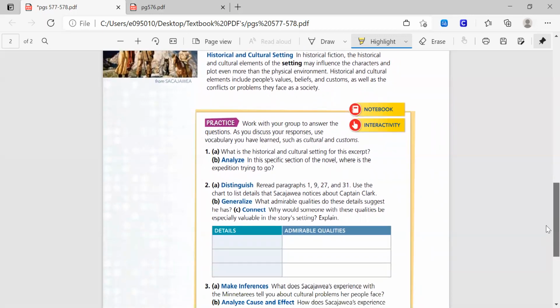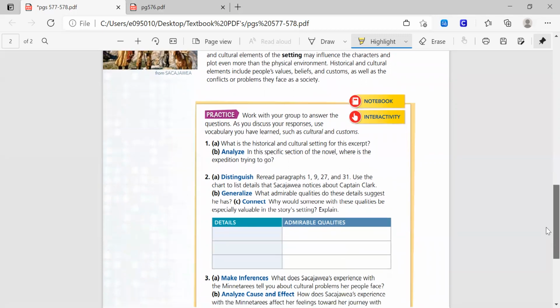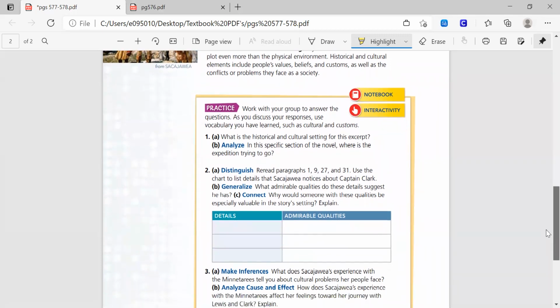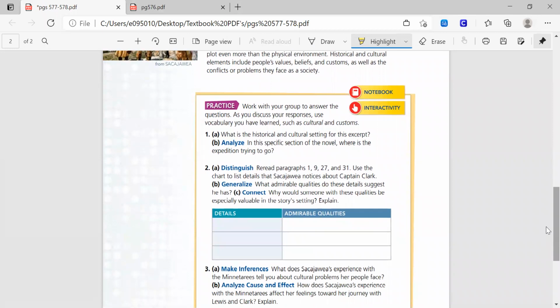So practice. Work with your group to answer the questions. As you discuss your responses, use the vocabulary that you've learned, such as cultural and customs. So throughout our story, there was vocabulary, and they want us to use some of those words, and they give us examples, cultural and customs. Okay, again, we've got parts A and B, and some go into part C, so we're going to have to make sure we label that paper.